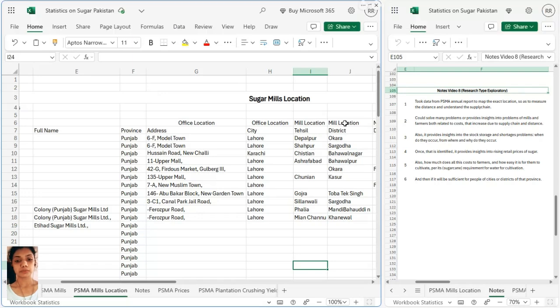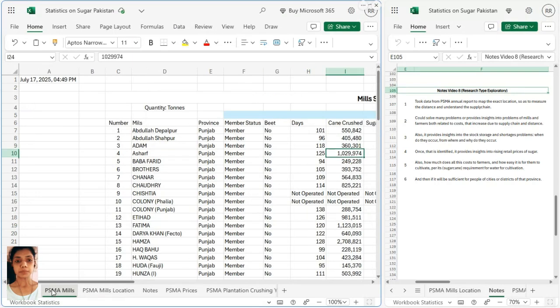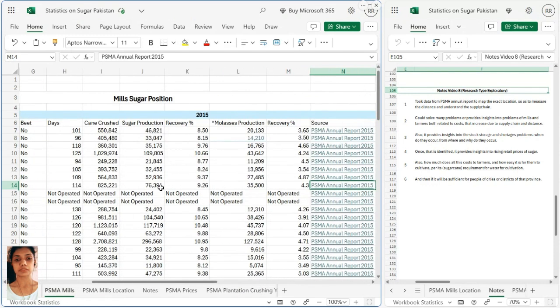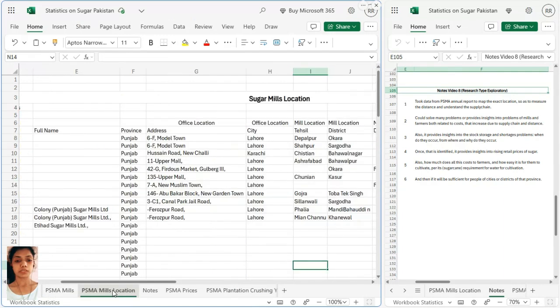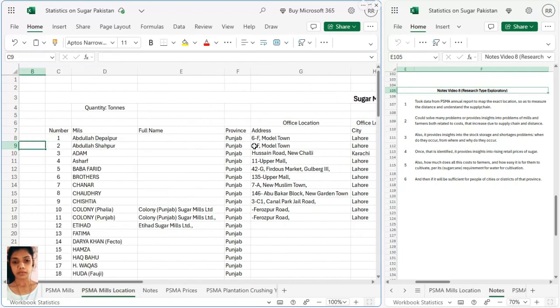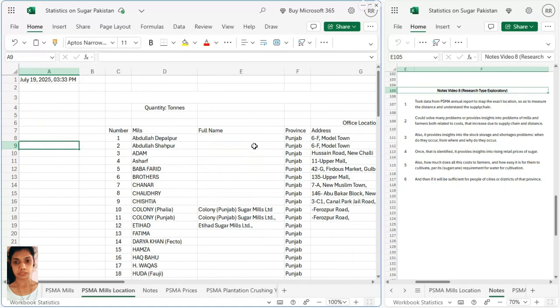There we discussed the PSMA mills, where they are located in Punjab, the member status, and different other factors with respect to their production and the quantity of sugarcane that is consumed in use. So today I'm going to explore how I came to this sheet.